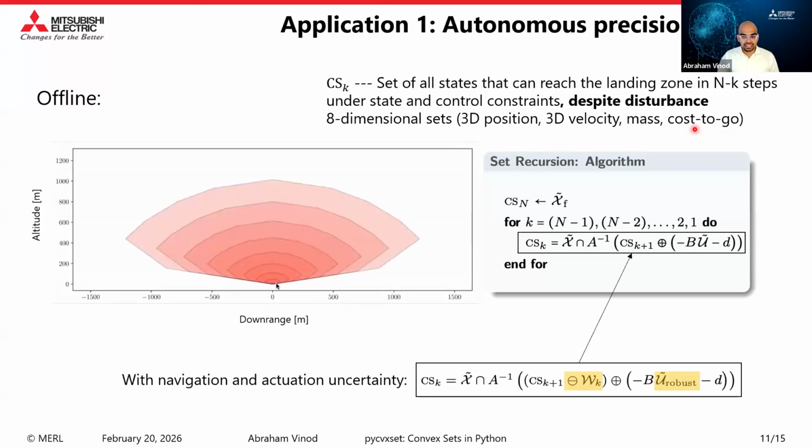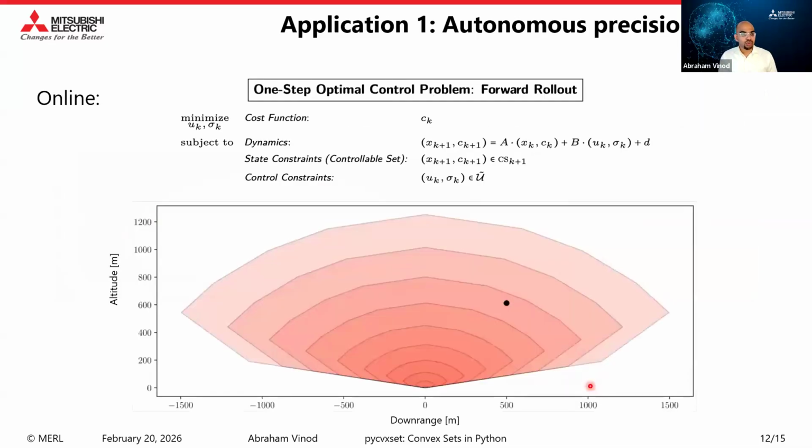And if you have uncertainty, then these sets are replaced or augmented with the Pontryagin difference operator, and that allows us to also guarantee robustness to navigation and actuation uncertainty. So once you get those sets online, instead of solving a full-blown optimal control problem along the trajectory, we now have to just solve a series of one-step optimal control problems.